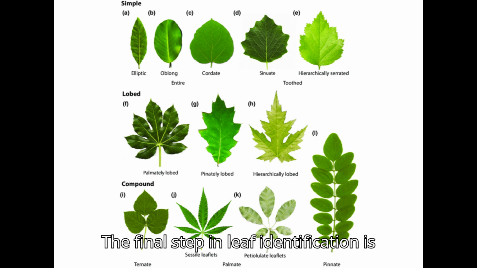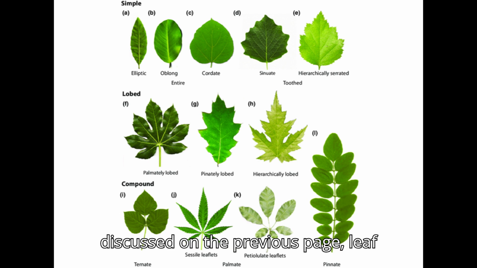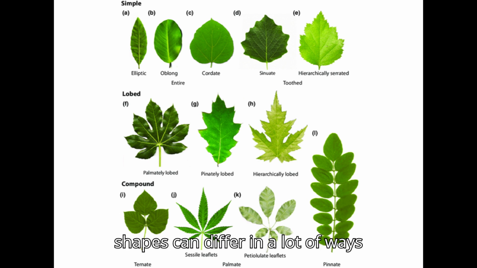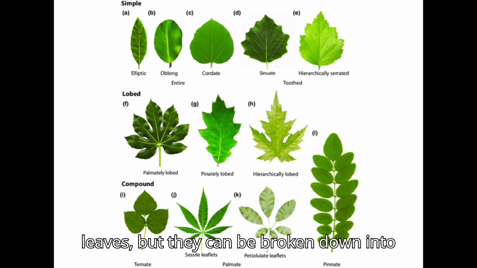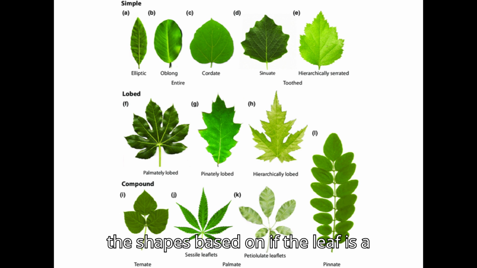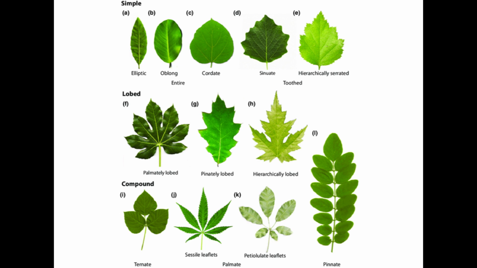The final step in leaf identification is looking at the overall leaf shape. As discussed on the previous page, leaf shapes can differ in a lot of ways depending on the leaf's outside margins, tips, or leaf base. There are several different shapes for leaves, but they can be broken down into the shapes based on if the leaf is a simple or compound structure. Take a few moments to review the image I have included in this page to see all the various leaf shapes.